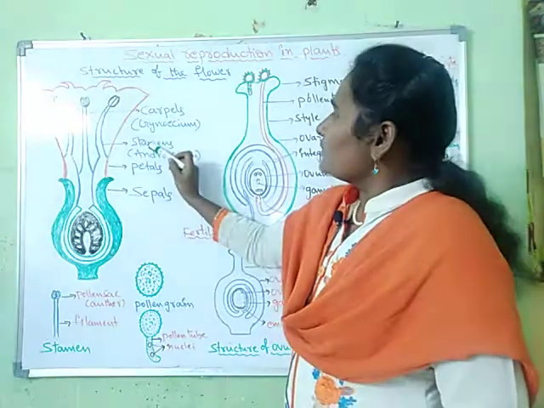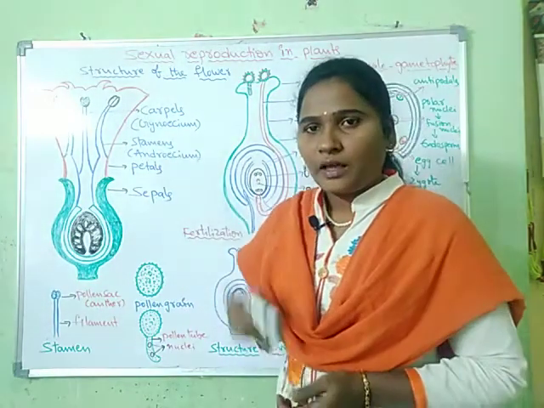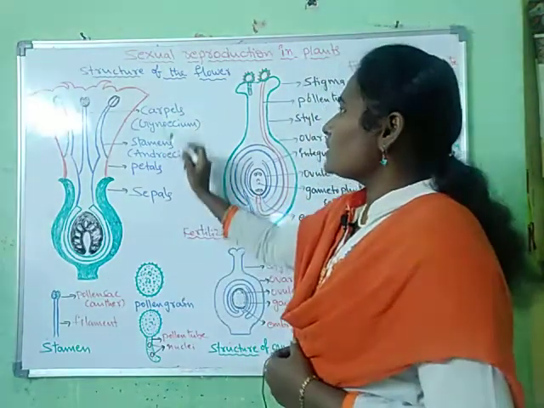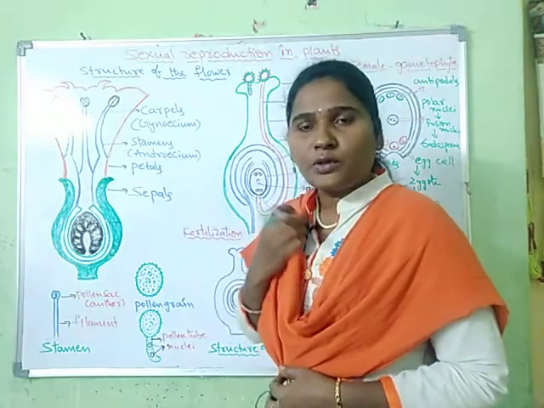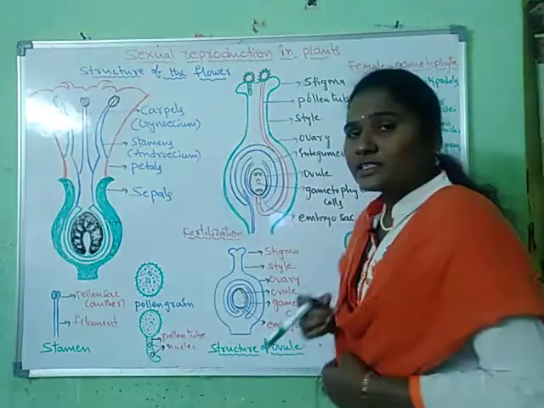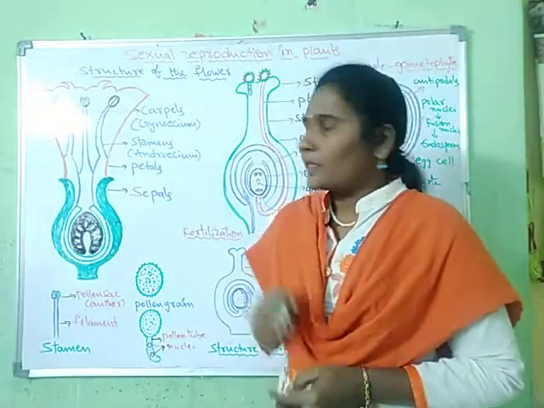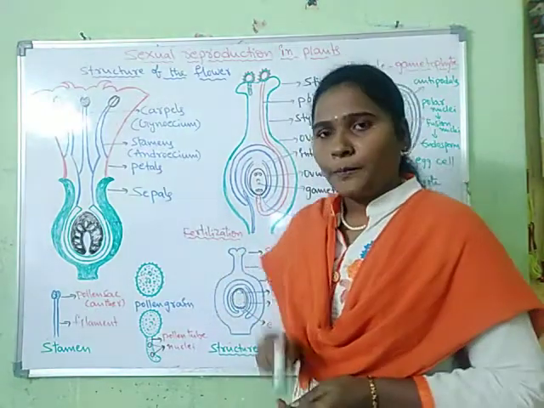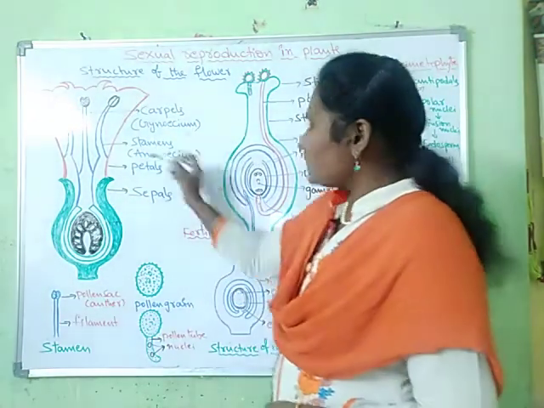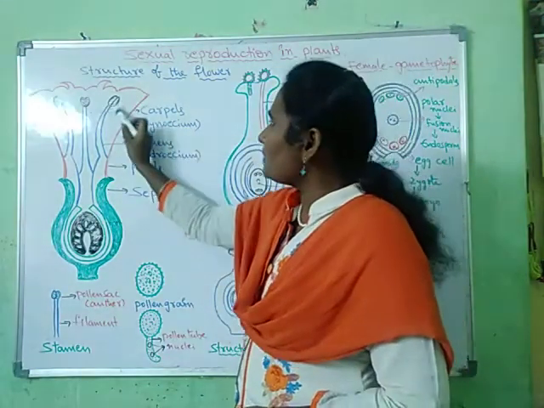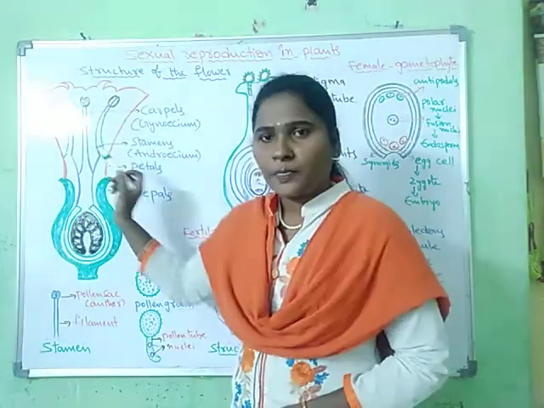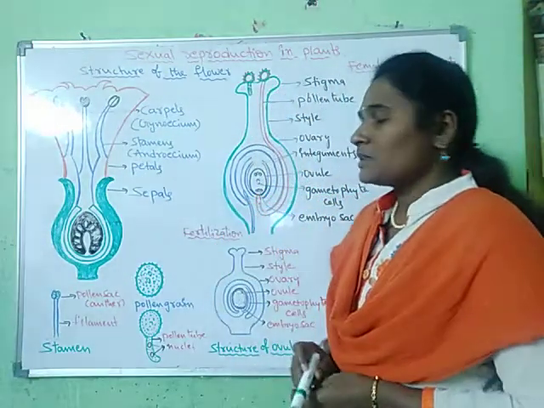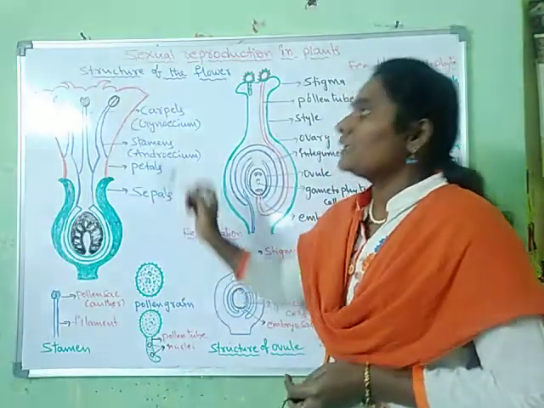Some flowers have either stamens or carpels; those flowers are called unisexual flowers, like bottle gourd and papaya. Some flowers have both the stamens and the carpels; those flowers are called bisexual flowers, like datura.